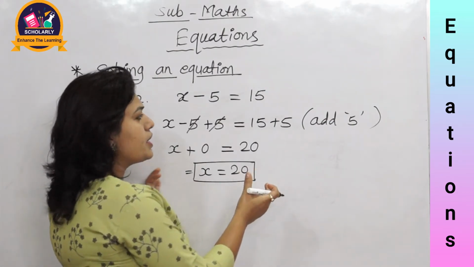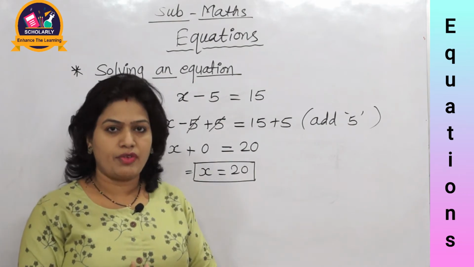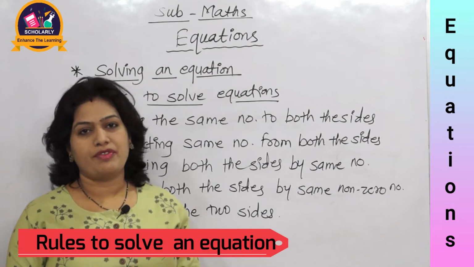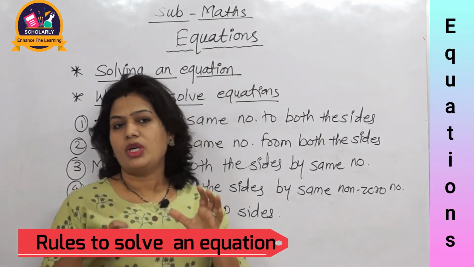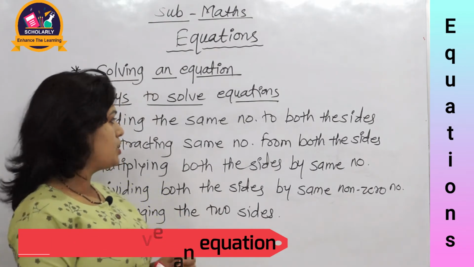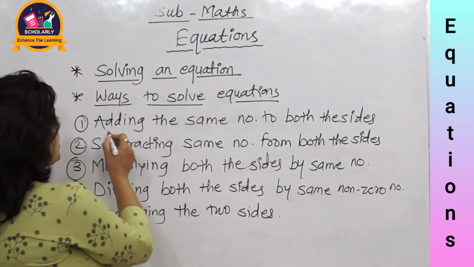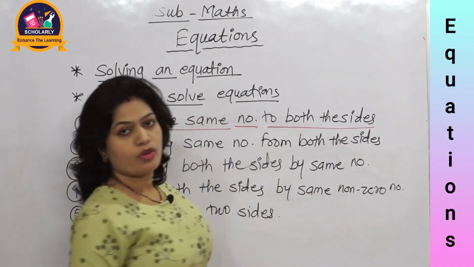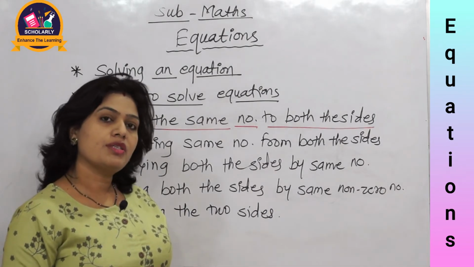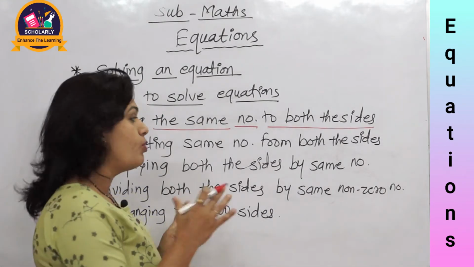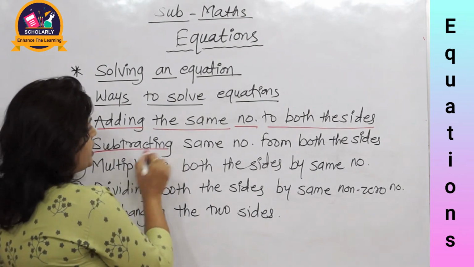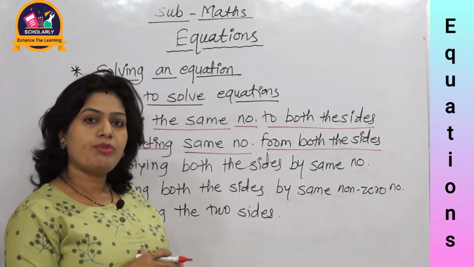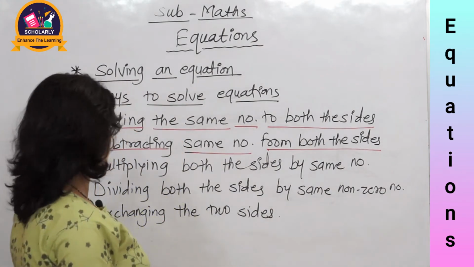So there are certain ways to solve an equation. Let's see what the ways are. There are certain ways, or we can call them rules, to solve the equation. The first one is adding the same number to both the sides of an equation. Second one is subtracting the same number from both the sides. We can subtract the same number from both the sides of that equation.